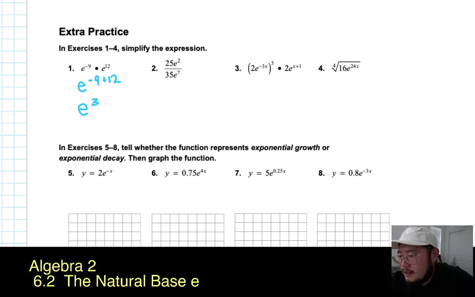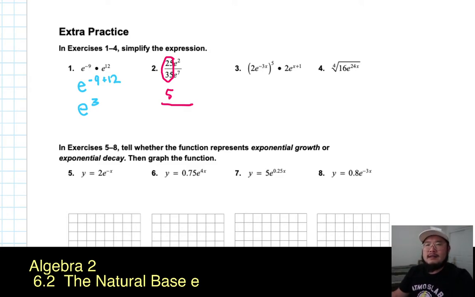And with the e's, we got ourselves e to the 2 minus 7 power. So if we go ahead and put all of that together, 2 minus 7 happens to be negative 5. Remember, we do not want negative exponents, so we'll take the inverse of that. And so remember, that's negative 5. So let's go ahead and rewrite this as 5 over 7 times e to the 5th power. So like that, that right there will be our answer for this question.